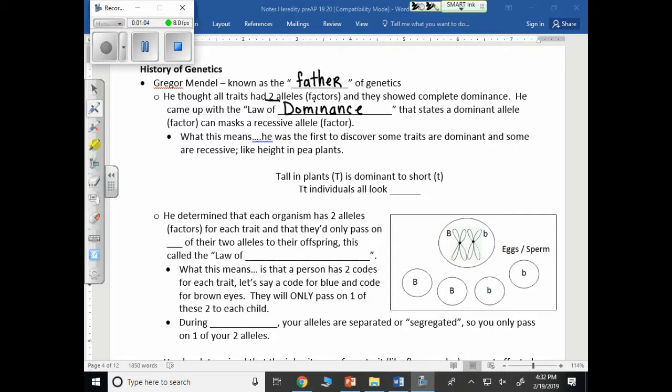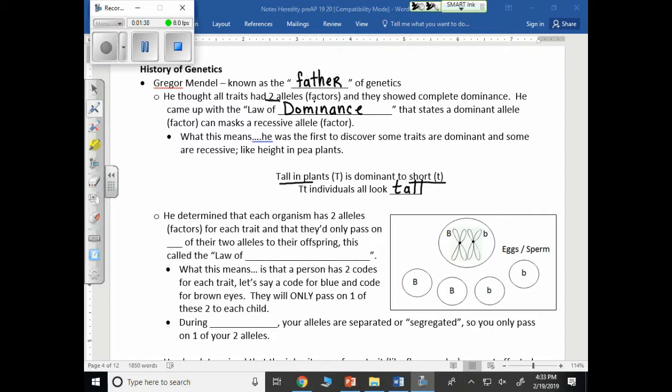Now, remember, we know there's actually more going on. Some traits show incomplete dominance or are sex-linked and so on, but he didn't know about those. He thought there was always a dominant allele and always a recessive allele. So he figured out in one of his crosses that tall was dominant to short. If you had a code for tall and a code for short, you would end up looking tall. So the law of dominance is his first contribution.